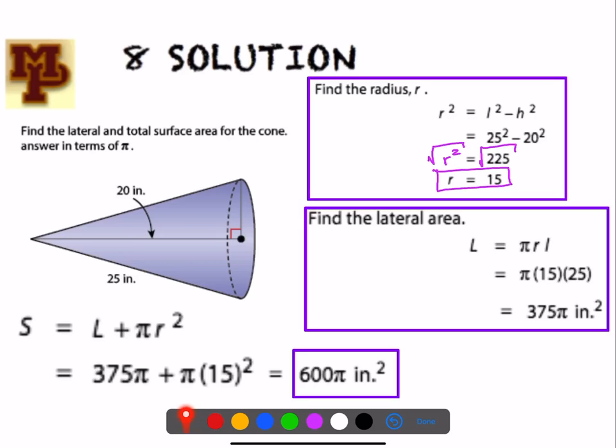From there, we plug that r value and our L value from earlier into our equation. So for the lateral area, we plug it into pi times r, which is now 15, times L, which again we said was 25, as we can see from our diagram. Multiplying that all out, 25 times 15 gives us 375. And again, we're leaving our answer in terms of pi. So I don't need to write the pi out.